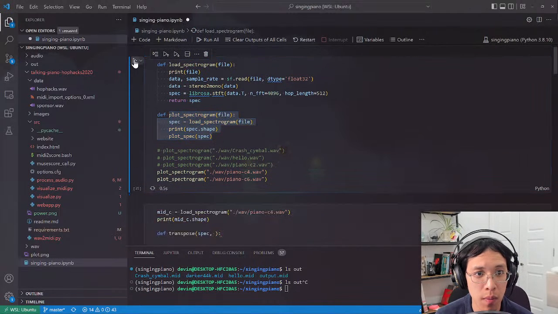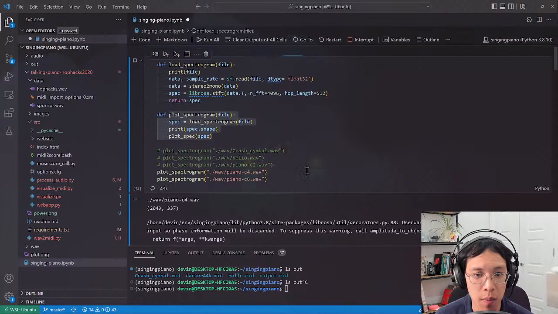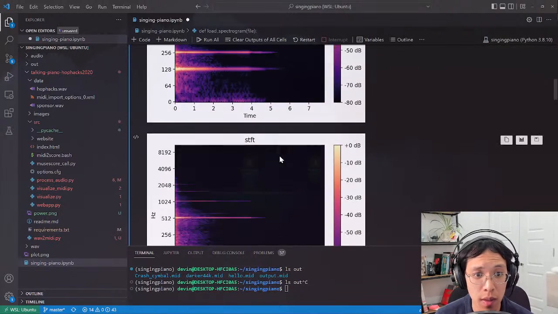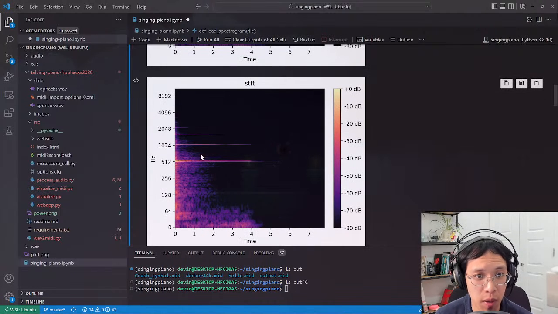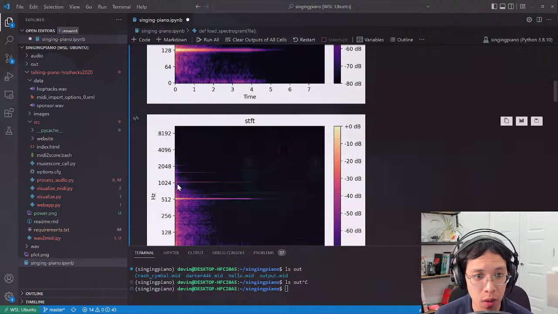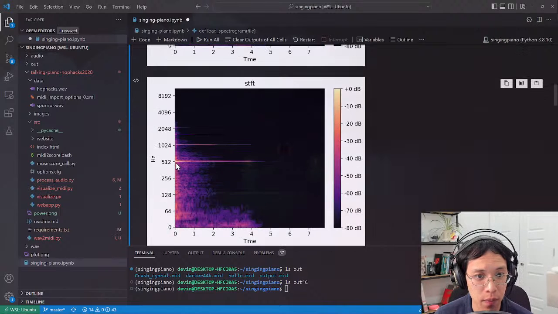And now what I've done here is I have plotted some spectrograms. So you can take a look here. If I plot these spectrograms, you can see here's one note, here's a different note. These are both piano notes, but one's higher than the other. And you can tell because in this spectrogram, you can see the first fundamental frequency here is at 128 hertz, right? If we look at the next one, it's at 512. So that is, what, four times higher.